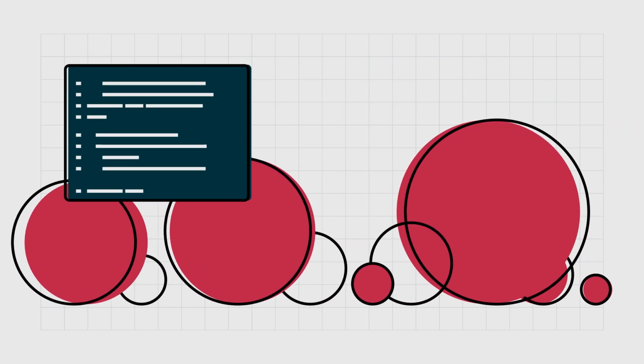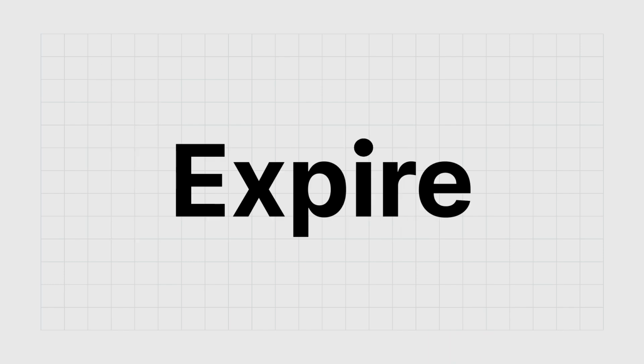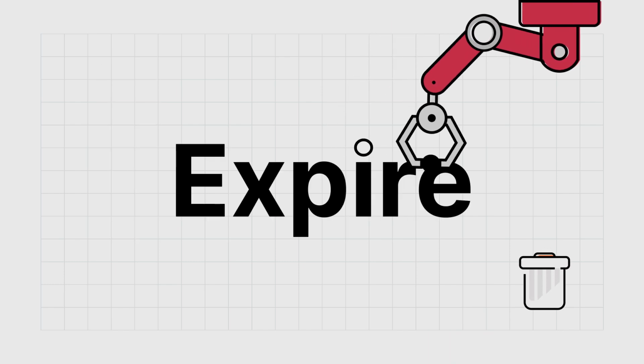When working with object lifecycle management, you essentially have two options. The first option is to expire the object. This simply deletes it.